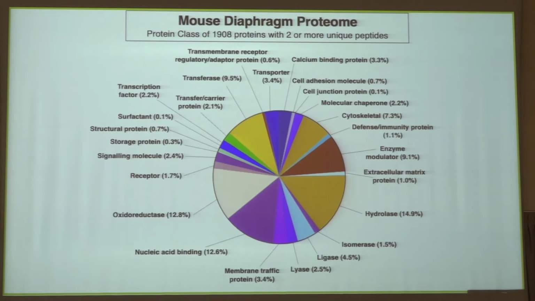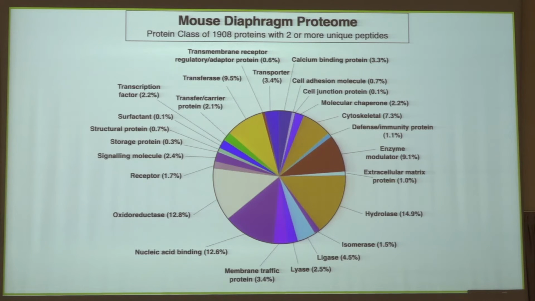The bioinformatics program PANTHER was used to summarize the clustering of protein classes in the mouse diaphragm. We can see that the 2 largest classes are hydrolase and oxidoreductase, while other large classes are transferase and cytoskeletal.